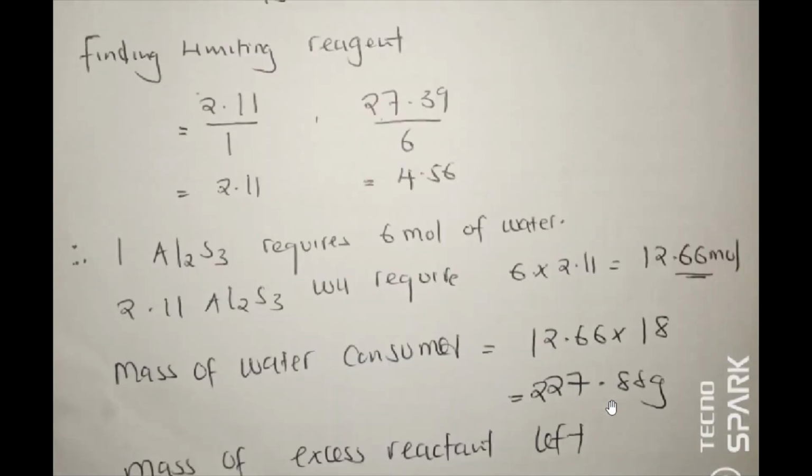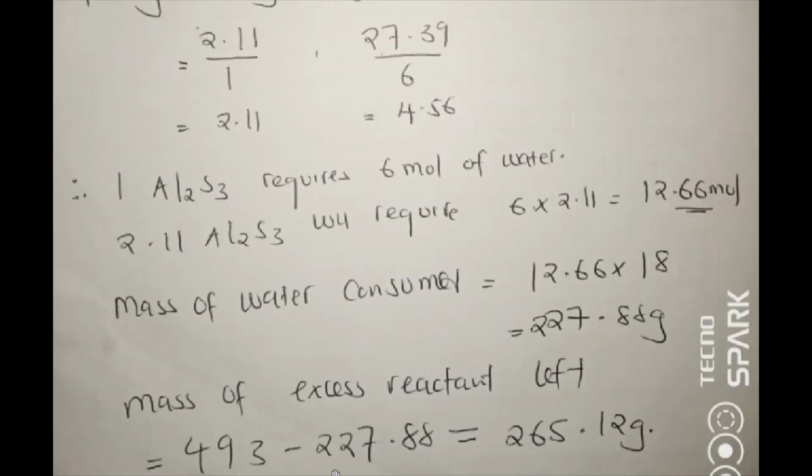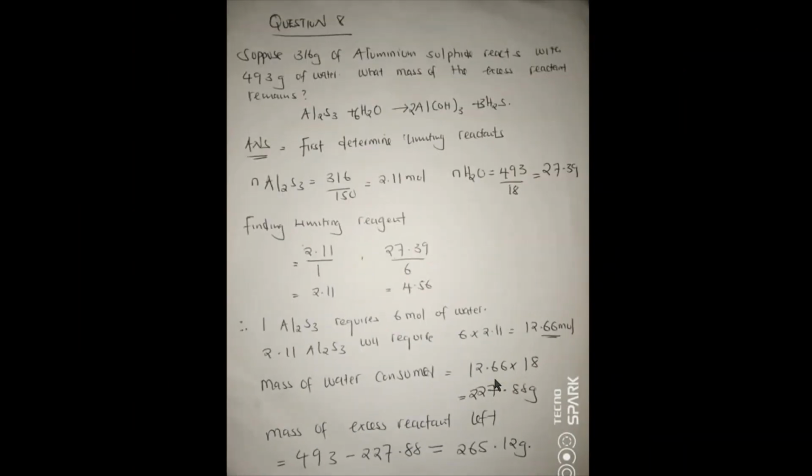So the mass of water that was consumed was 227.88 grams. The mass of water that remained was the amount of water that was given in the question, which is 493, minus 227.88, which will give you this value. So this is our answer here. This is our final answer.